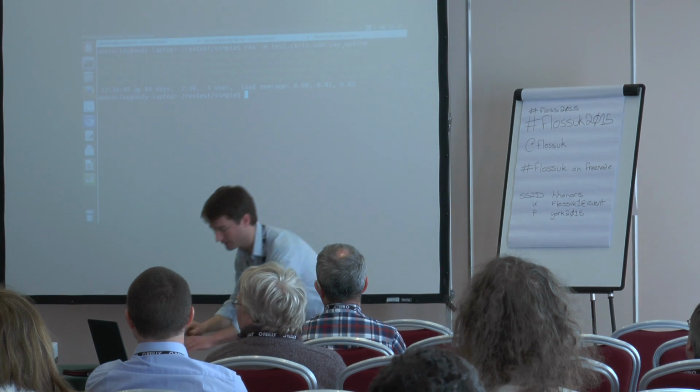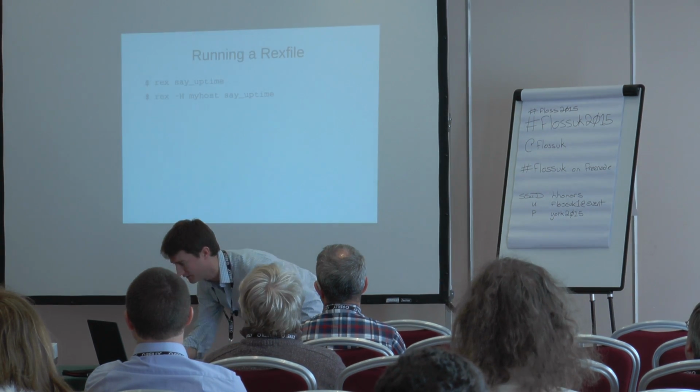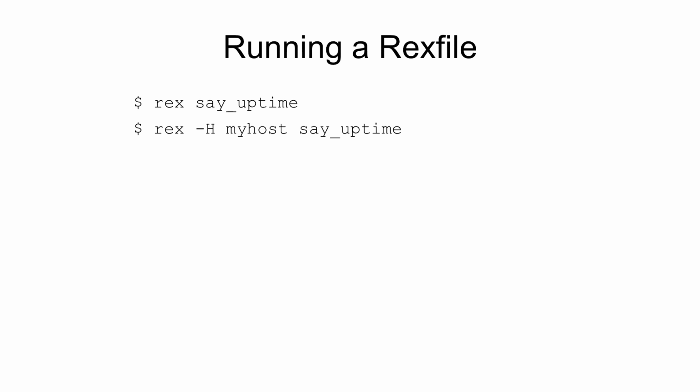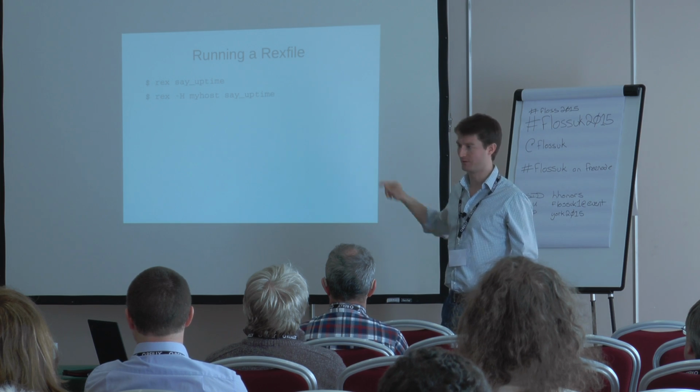I'll go back to the presentation so that you can see that on the following slides. So that's all I do. I run Rex and then the name of the task. There are lots of configuration parameters or command line parameters to the Rex program, but the main one I use is -h, which is just which host you want to run it on. And if you couldn't see that, it just went to the remote server, ran the uptime command, and then printed it to the local screen.